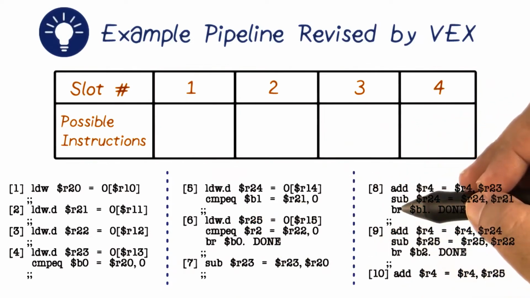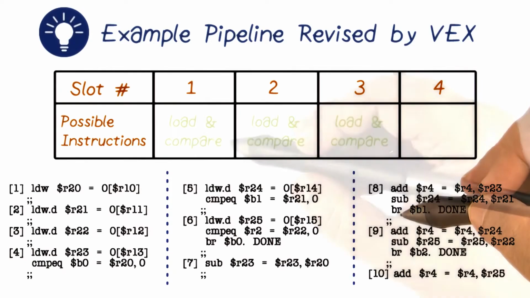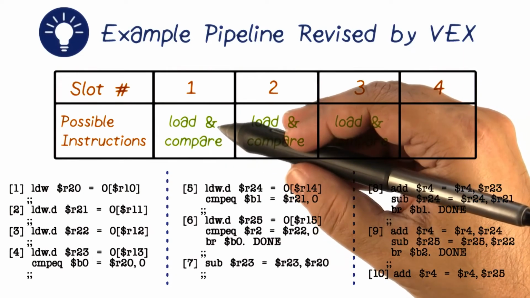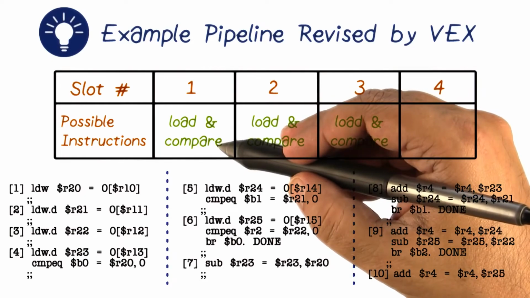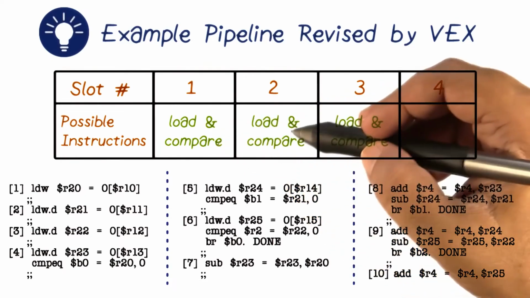Recall that we have restrictions. We cannot put more than one load in a given slot because we have only one memory unit, and we cannot put 2 instructions in one slot which have dependencies on each other, where one needs results from the other. So given these restrictions, we can perhaps put a load and a compare instruction, or a load along with some other instruction which is not a load, in each of these slots.